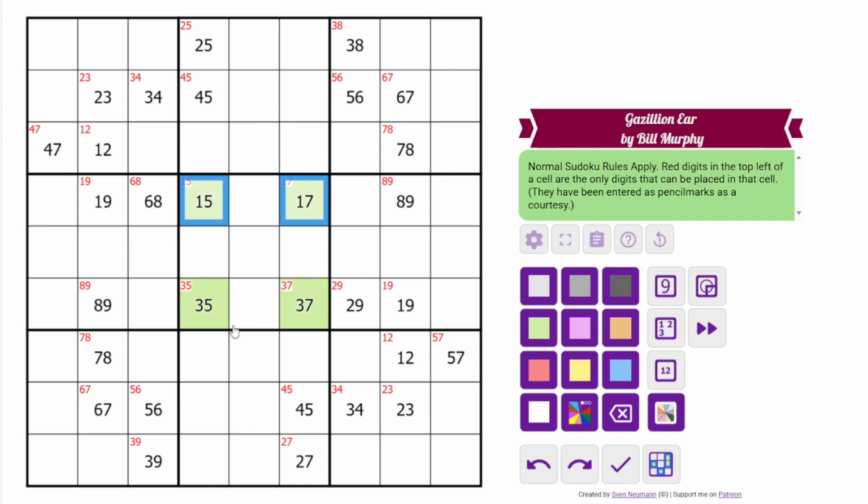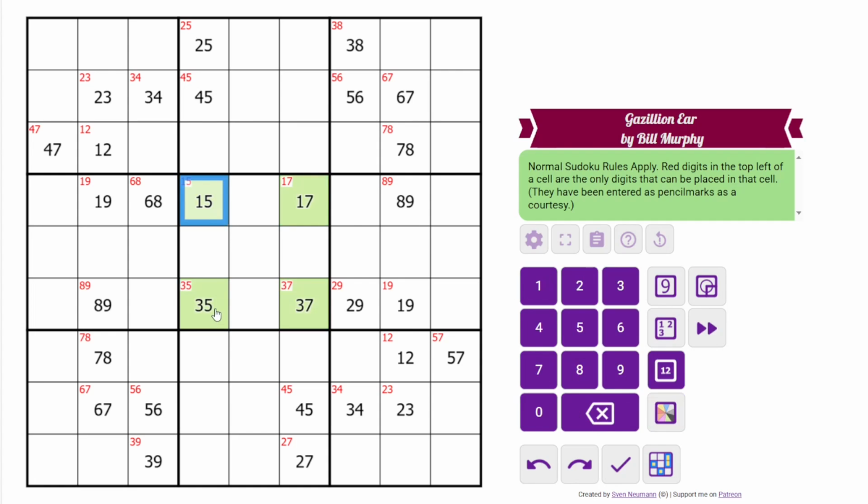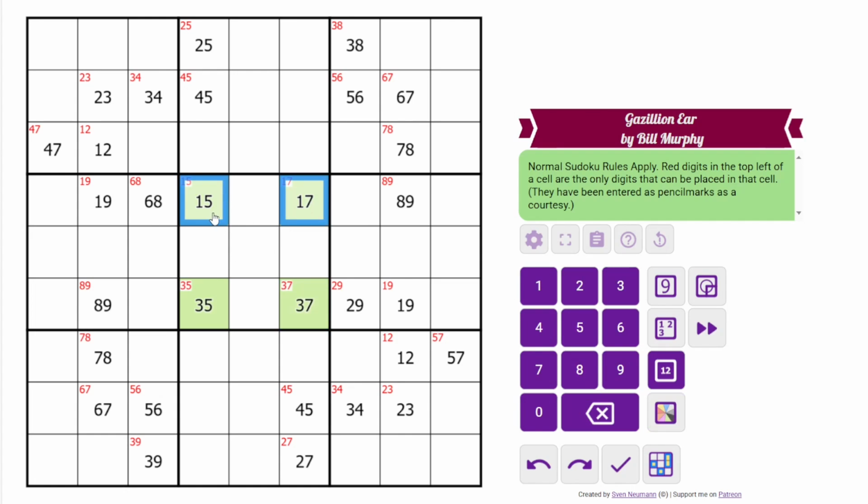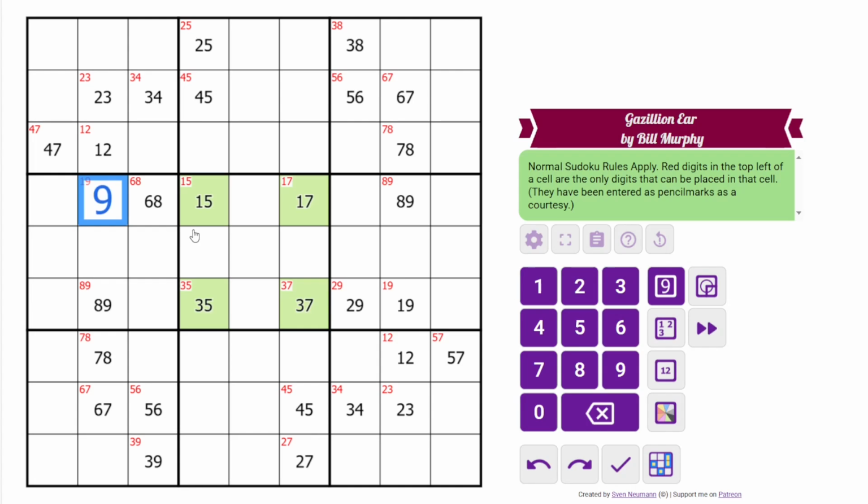1 is limited to these cells, 3 is limited to these cells, 5 is limited to these cells, and 7 is limited to these cells. And so we can use that immediately. 1 is in one of these, so this is not 1, so this is going to be 9. 7 is in one of these, so this is not 7. 5 is in one of these, so this is 4 and 2. The 3 doesn't tell us anything yet, but we're going to be able to do a lot just with this.